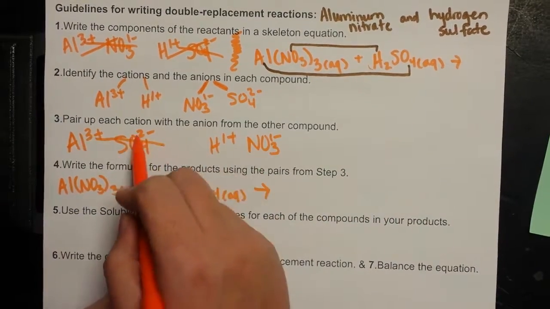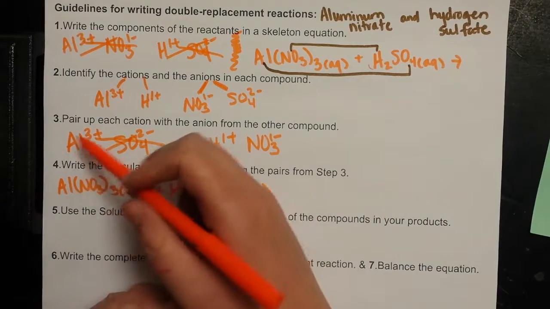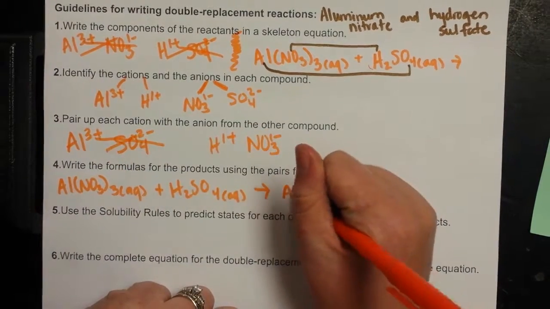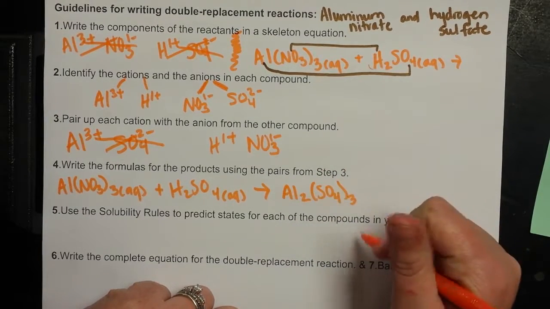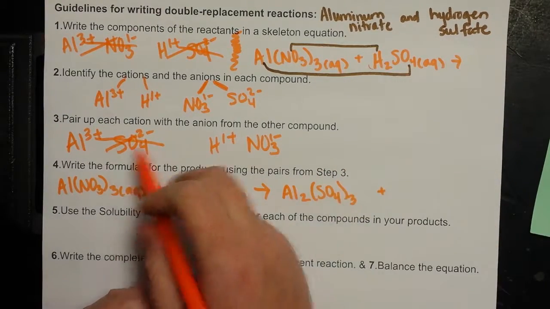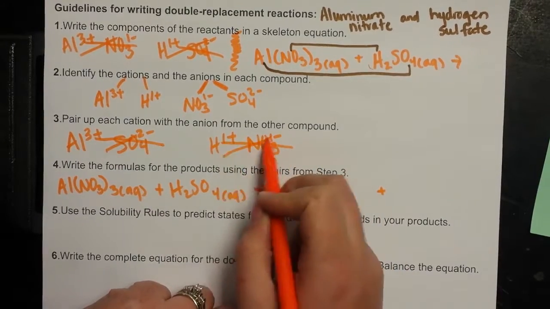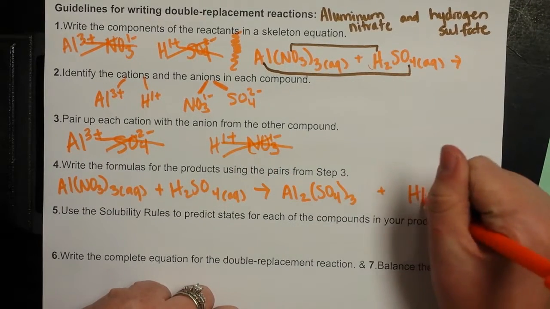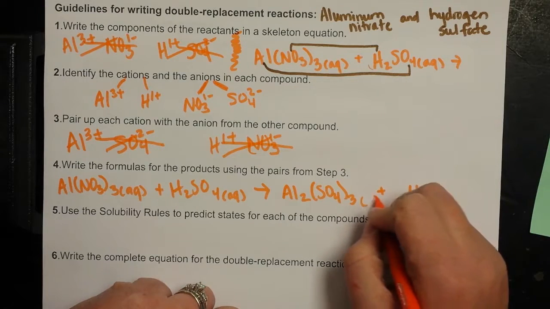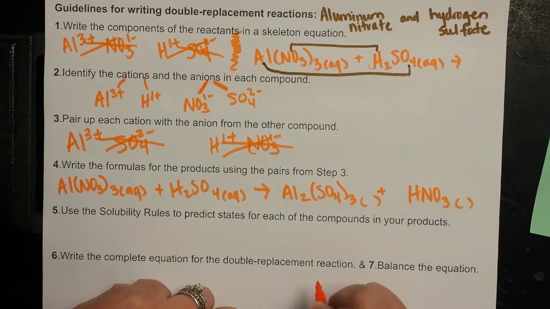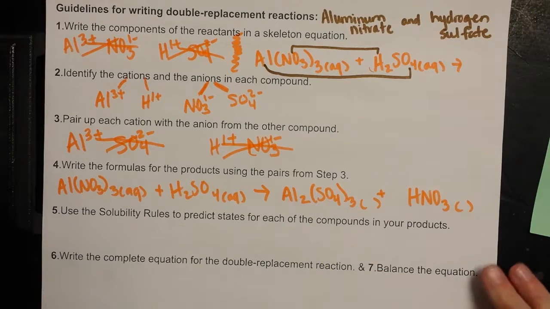So with Al3+ and SO4 2-, I'm going to get Al2(SO4)3. And since those are both 1 and 1, we should get HNO3. Now we have to use our solubility rules to predict the states of our products.